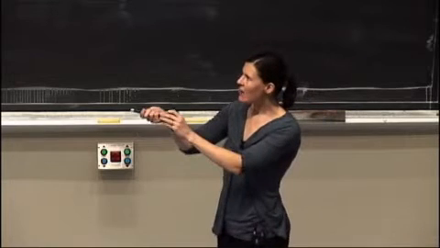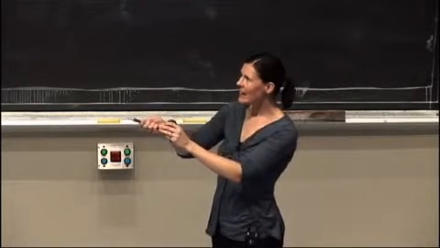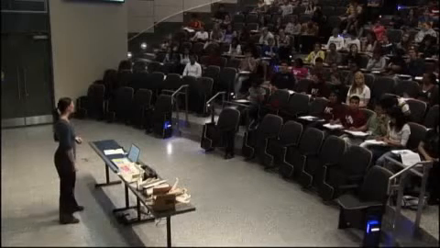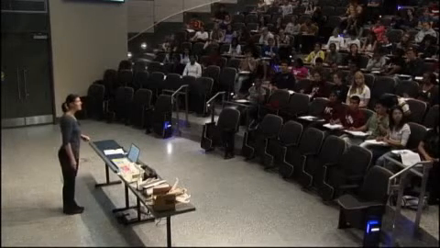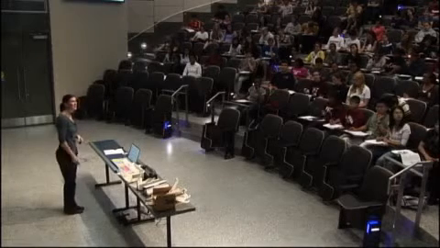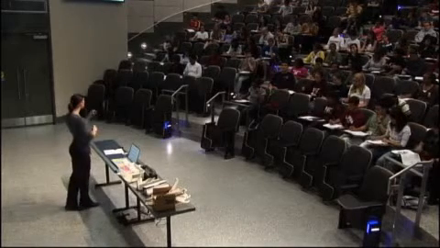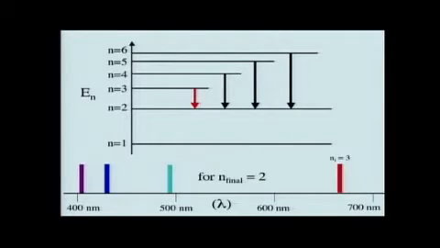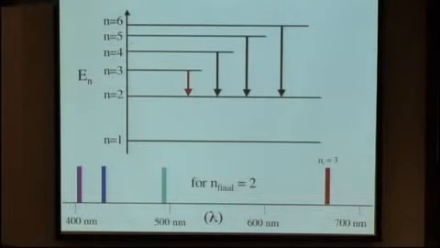So if we think about, for example, this red line here, which energy state or which principal quantum number do you think that our electrons started in? Good, so it's going to be n equals 3 because that's the shortest energy difference we can have, and the red is the longest wavelength we can see. Those two are inversely related, so it must be n equals 3.